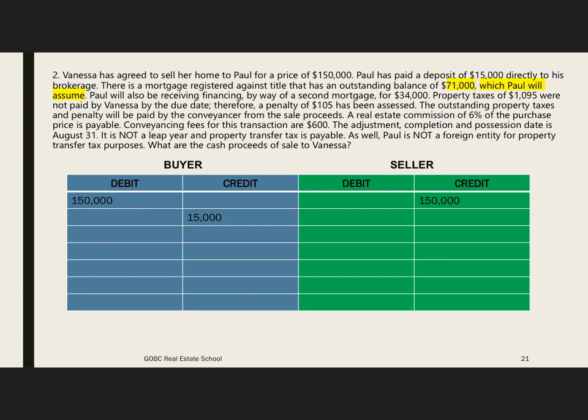So the next thing we deal with is that there's a mortgage registered against the title that has an outstanding balance of $71,000, which Paul is going to assume. So the buyer is going to assume the mortgage that is still on title. So the $71,000 will need to be put on both the buyer and the seller's statements. So it's a credit to the buyer. Remember, deposits and mortgage money are always credits to the buyer, and in this case, because it's the seller's mortgage that's being assumed, it needs to go in the debit column for the seller.